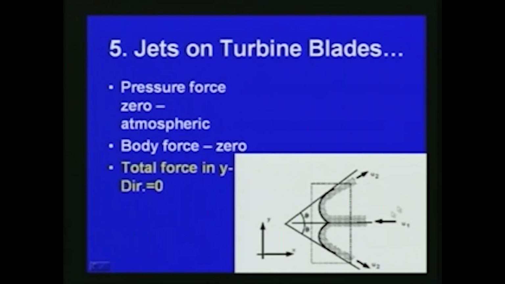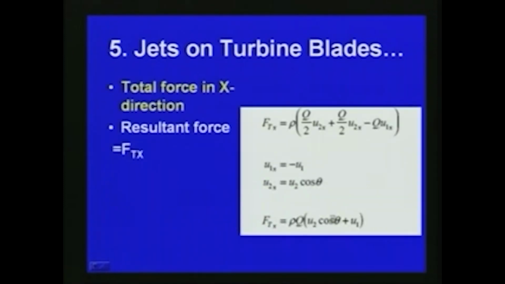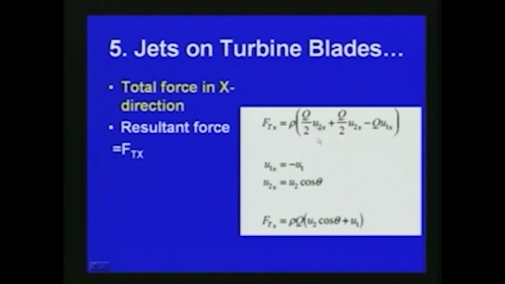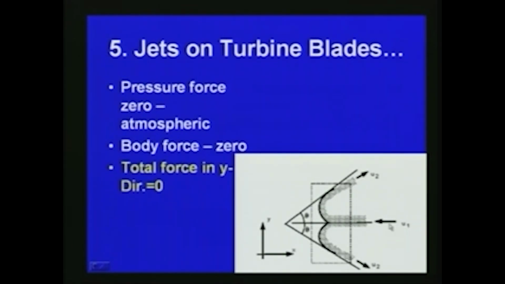So, if you consider that the jet is deflected at an angle theta like this, in the x direction the total resultant force, F T x, is equal to, with respect to this figure, rho into q by 2. Here, due to symmetry, let us assume that the discharge q is coming and hitting this, and q by 2 is passing in this direction and q by 2 is passing in the other direction also.